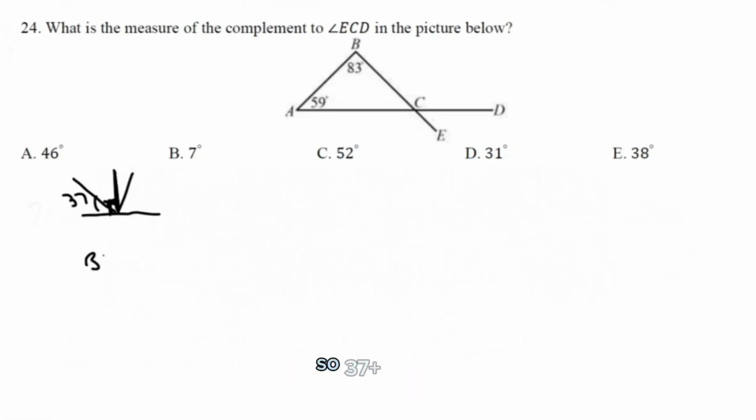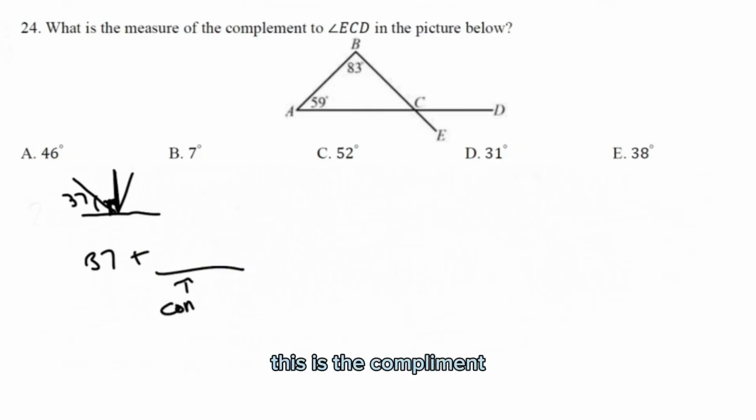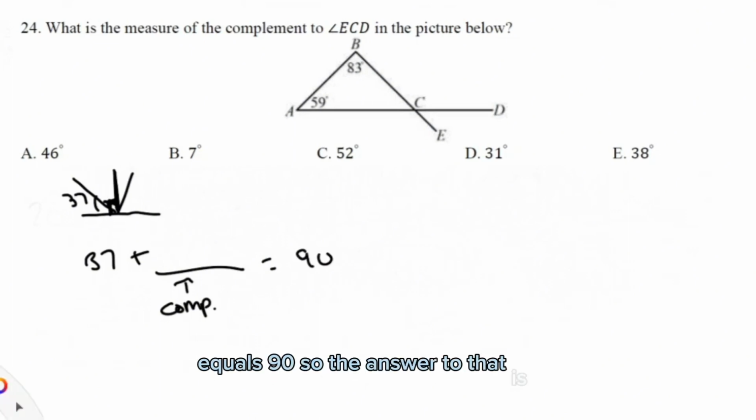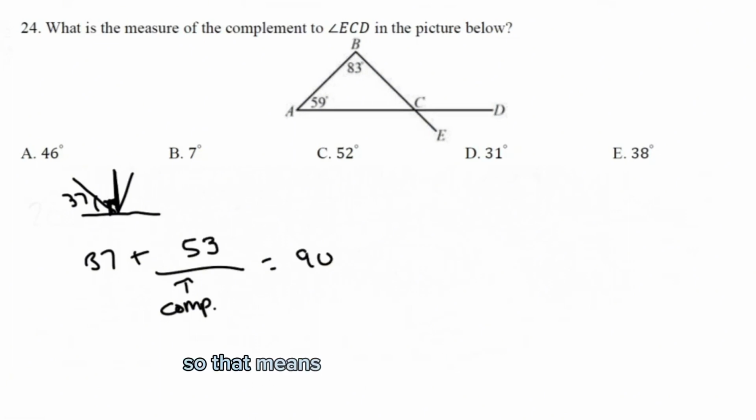So 37 plus blank, this is the complement, equals 90. So the answer to that is 53. So that means 53 is the complement of 37, and 37 is the complement of 53. Now, how does this relate to our problem? We're trying to find the complement of angle ECD, which is right here. But for that, we first need to know what ECD is. How do we find that?